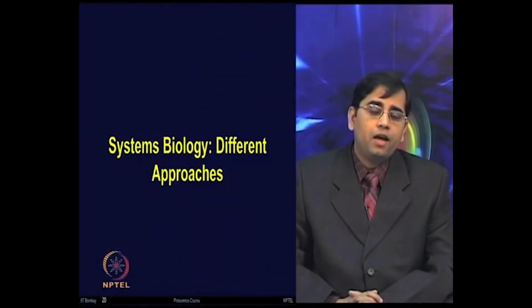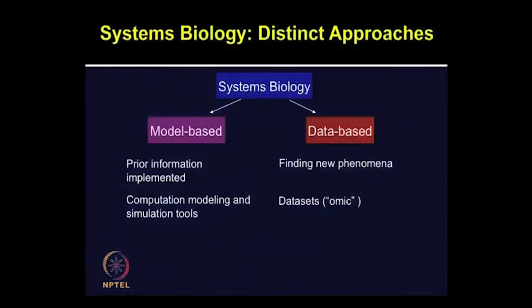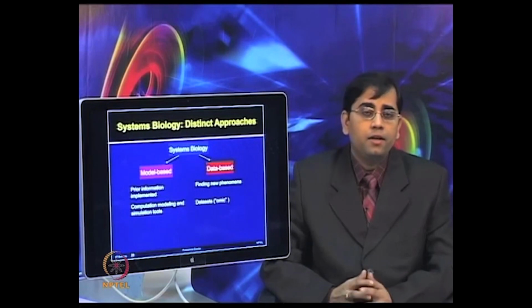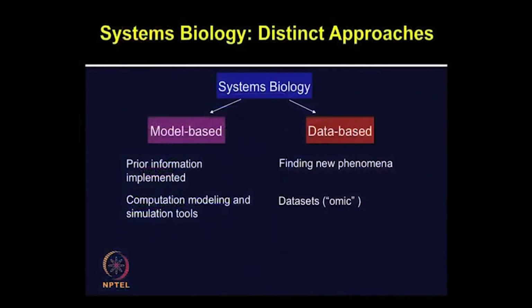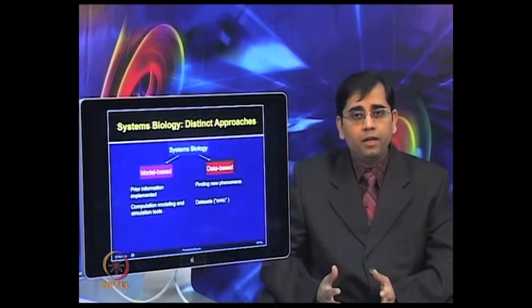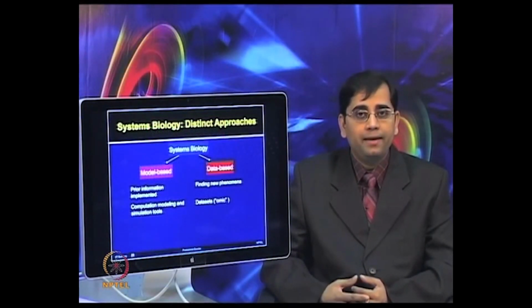So, what different approaches have been taken to study systems biology? The distinct approaches of systems biology include model based and data based methods. The model based approach involves some prior information which can be implemented in the models, whereas in the data based approach, the objective is to find new phenomena. The model based approach relies on computational modeling and simulation tools, whereas the data based method relies on omics datasets. In the model based approach, it is difficult to build detailed kinetic models, but in the data based approach, complex relationships among various types of omics information and metabolic pathways and networks can be created.